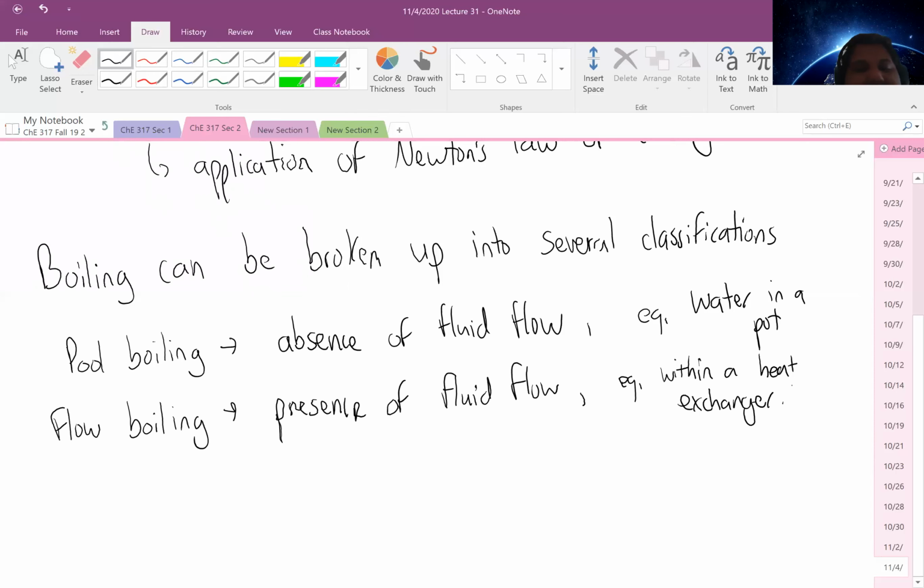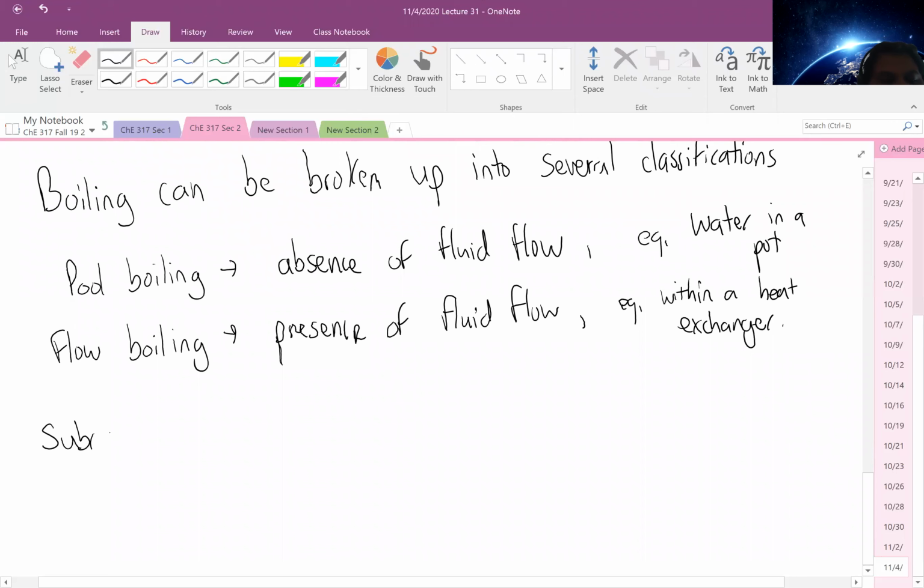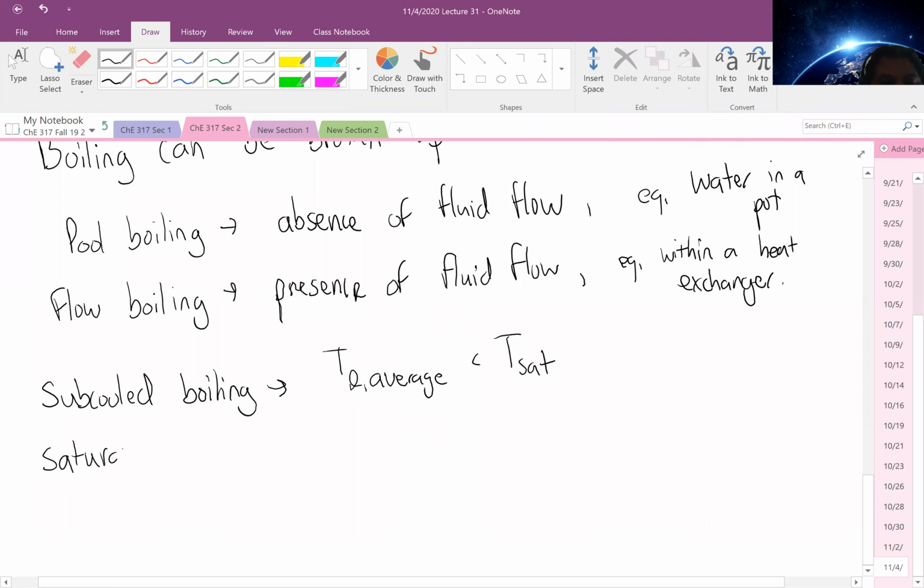We can also consider what's known as subcooled boiling, where the average temperature of the liquid is below the saturation temperature. And this differs from saturated boiling, where the average temperature of the liquid is approximately equal to the saturation temperature.